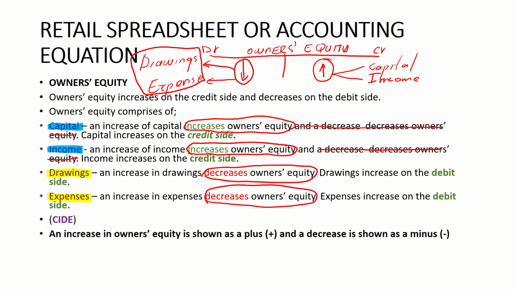Just to recap, owner's equity increases on the credit side and it decreases on the debit side. Under owner's equity, we've got four accounts. It is capital. Capital increases owner's equity. As a result, capital will increase on the credit side.